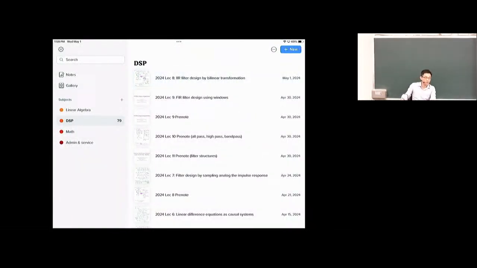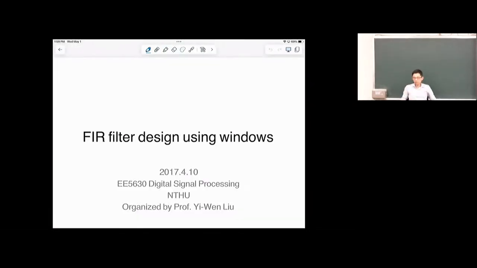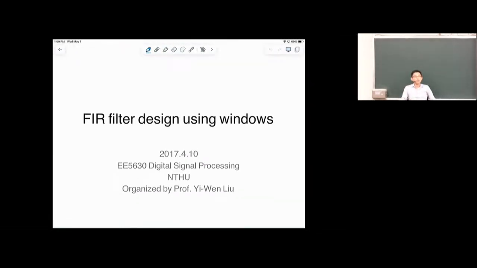FIR design using Windows. Okay. And this is an old handout from 7 years ago. I apologize, nothing much has been added. Same handout, and it was for grad school. I tend to teach exactly the same materials, either for this course or for the grad school.